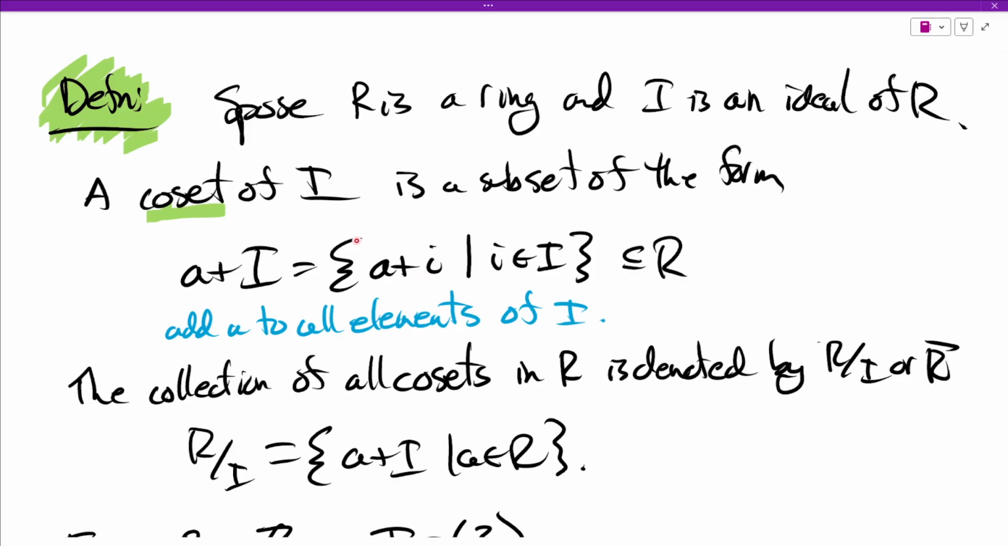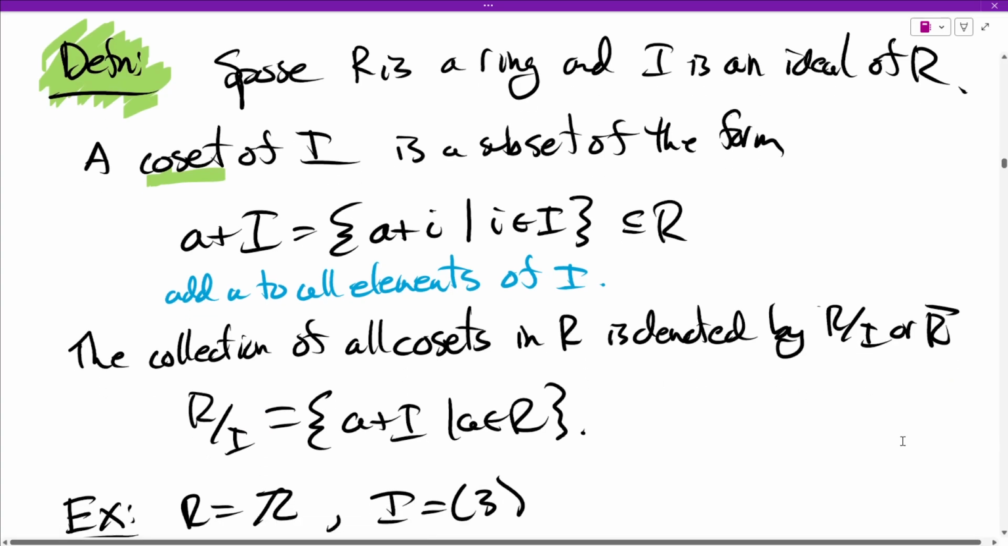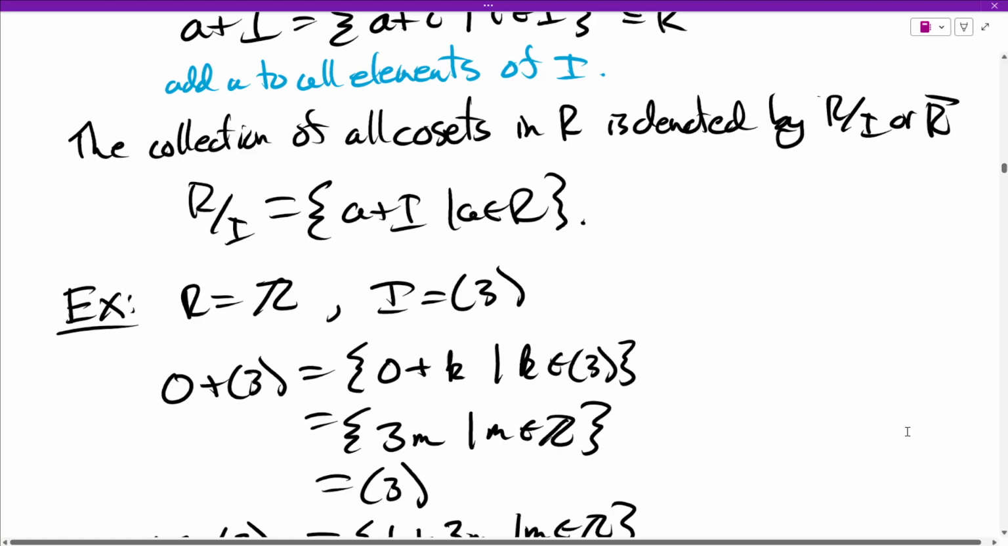Now this is a set, right? We have these braces here. So it's a set and it's a subset of R. Okay? And it's called a coset or a left coset. And this is what it is. And the collection of all of these cosets is denoted by R mod I. R mod I is just throw all of those cosets into the same set. We'll also write R bar if I is understood, bar from back in integer land.